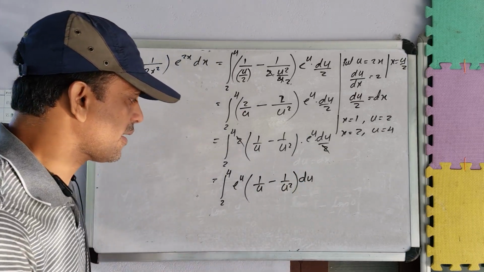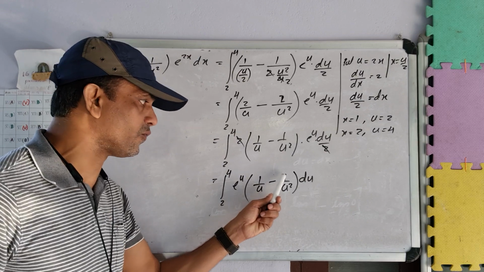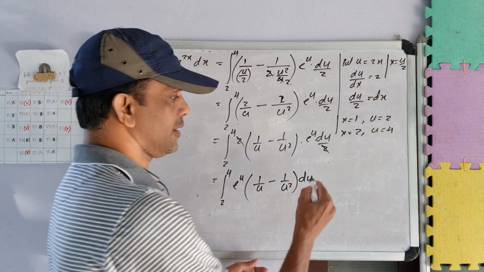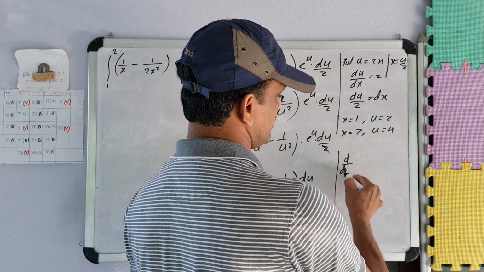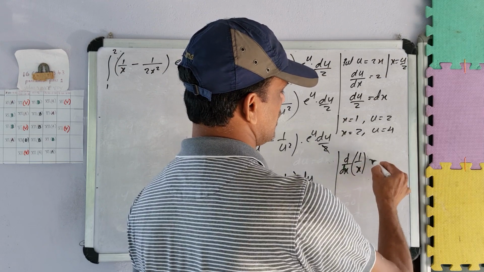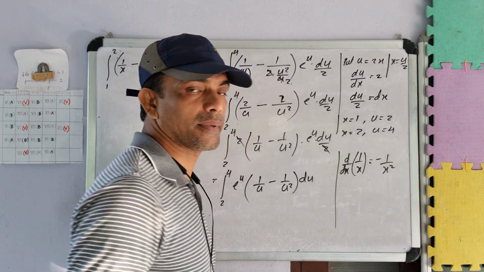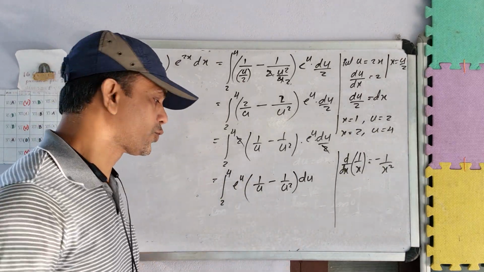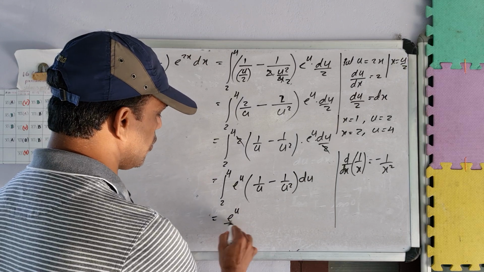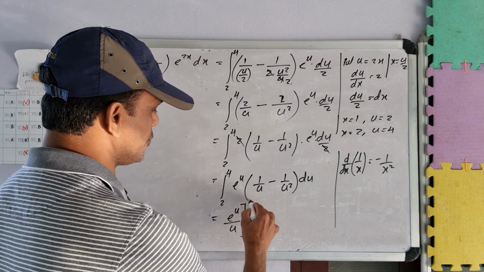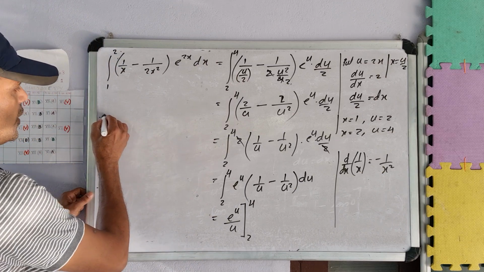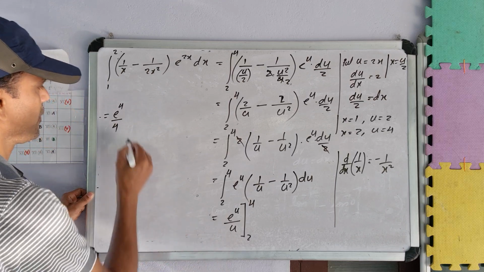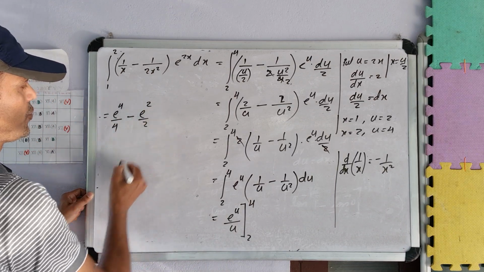When you reach here, you must understand that negative 1 over u squared is the derivative of 1 over u. Here, d by dx of 1 by x equals negative 1 over x squared. That's it. So after e raised to u, we got a function plus its derivative. So the answer is e raised to u over u, with the limit 2 to 4. Now apply the limit, so you get e raised to 4 over 4 minus e squared over 2, right?